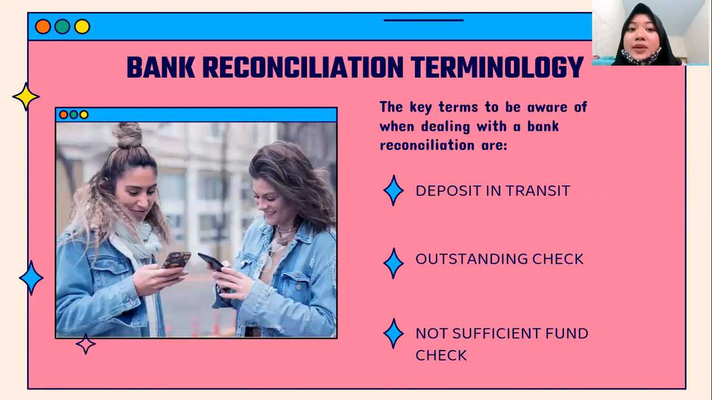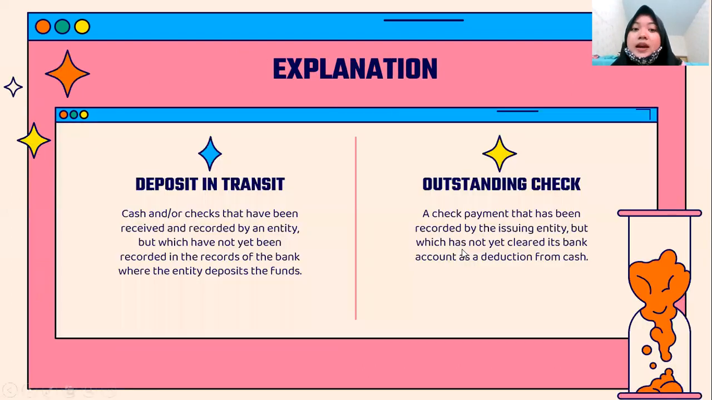The second is terminology. The key terms to be aware of when dealing with a bank reconciliation are: the first is deposit in transit, the second is outstanding check, and the last is not sufficient fund check. The explanation of deposit in transit is cash or check that have been received and recorded by an entity but which have not yet been recorded in a transaction of the bank where the entity deposits the fund.